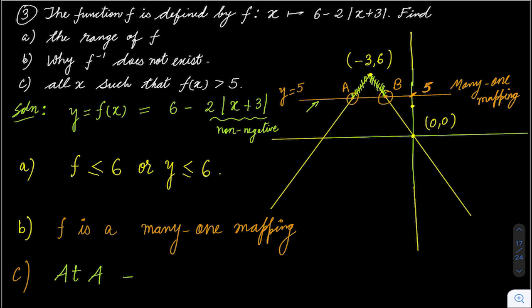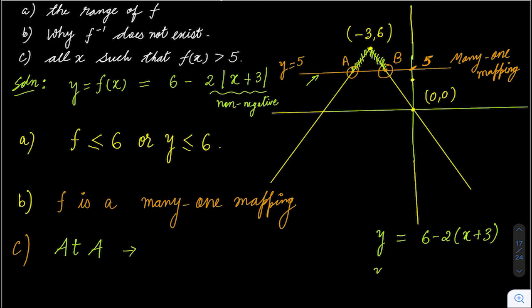So we can see that one line is y equals 6 minus 2 times modulus of x plus 3. When the modulus remains the same, it will be like this. Let me explain which line is which. The second line will be when you take the modulus as negative. So modulus of x plus 3 will be minus of x plus 3. So it will actually become 6 plus 2 times x plus 3, right? So we know that the two lines are these two lines.